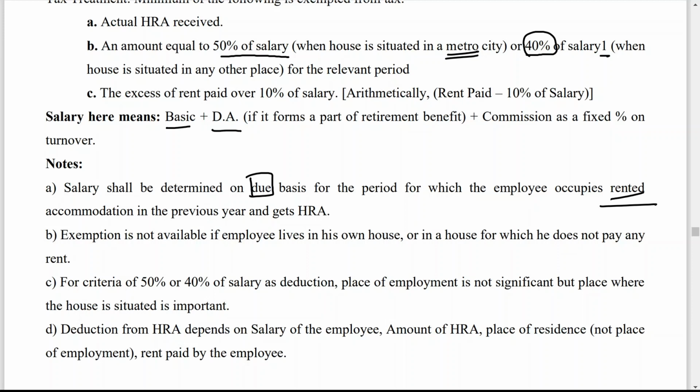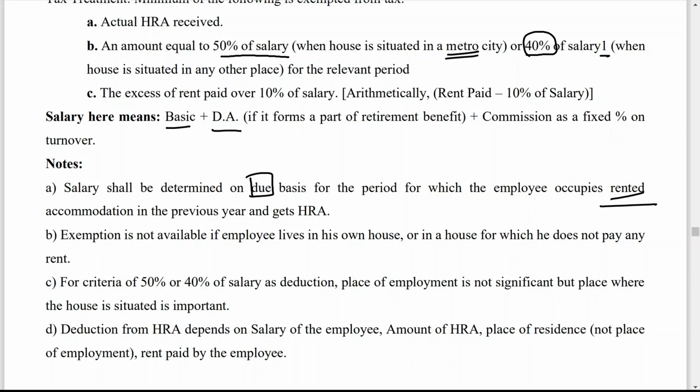Exemption is not available if employee lives in his own house. So this exemption is not available if person is living in his own house or in a house for which he does not pay any rent. So simple rule, if you are staying in your own house, there is no deduction. If you are not paying any rent, there is no deduction.